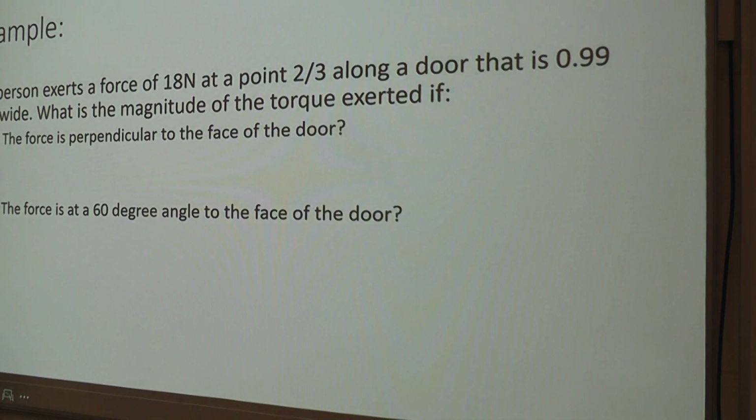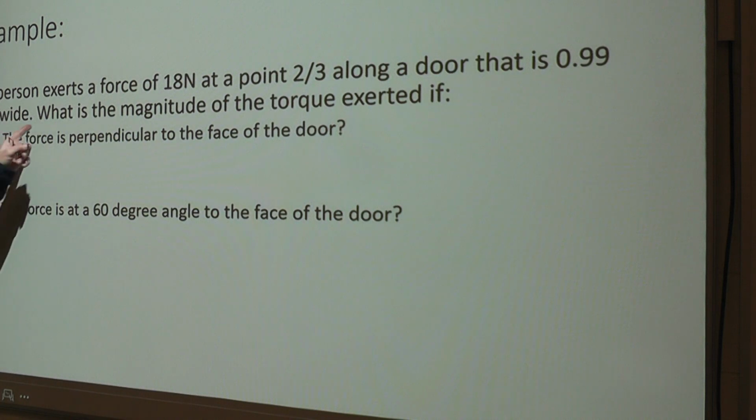So if we were to think about something like this, we have a bunch of numbers: 18 newtons, 2/3 along a door, 0.99 meters wide. There's all these things that we need to think about. But in general, with all the work we've done and all the work we're going to do, it makes the most sense to start with variables and just think in terms of variables.